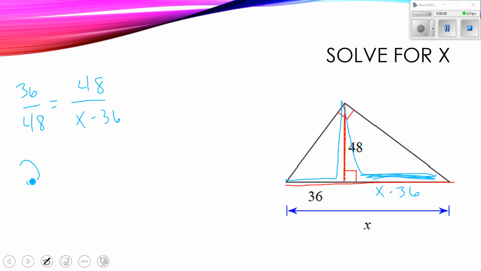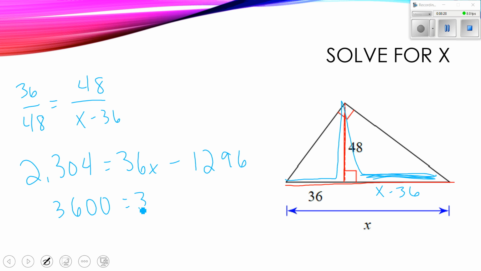I'm going to get 2,304 equals 36x minus 1,296. We're going to add 1,296 to both sides and get 3,600 equals 36x. Divide by 36, x equals 100. So x is 100, and if I asked you for this part, you would know that this part is equal to 64.